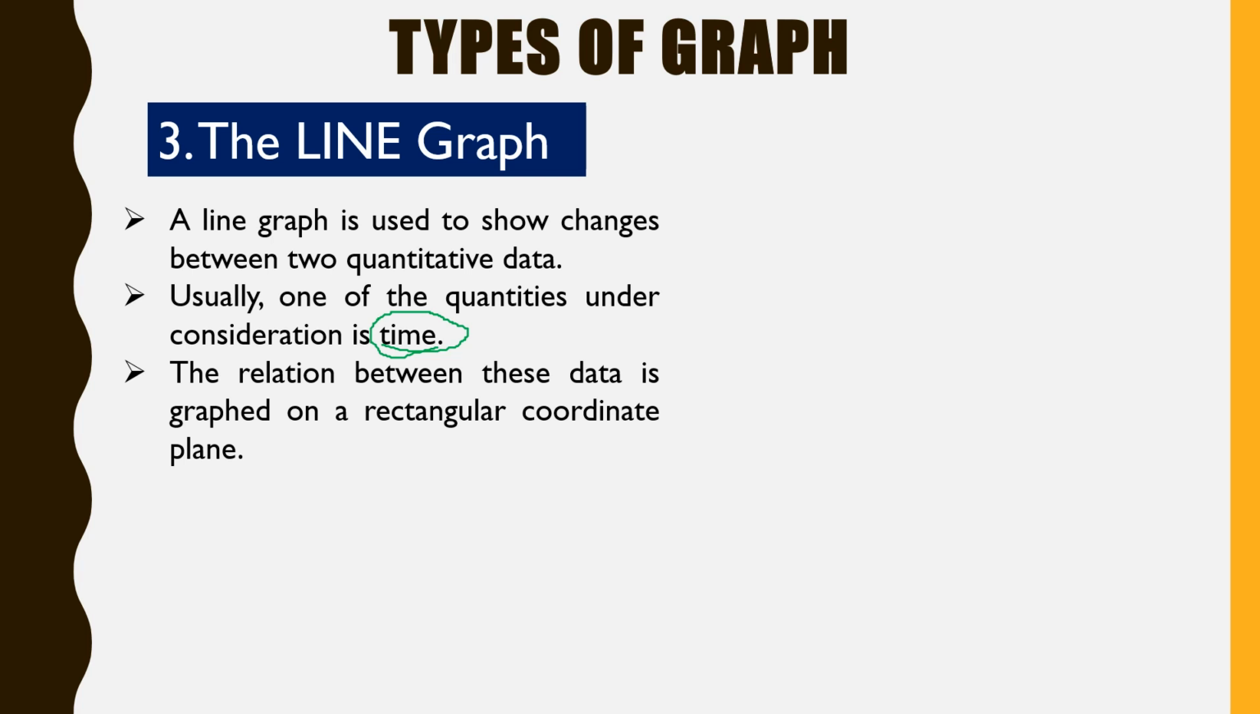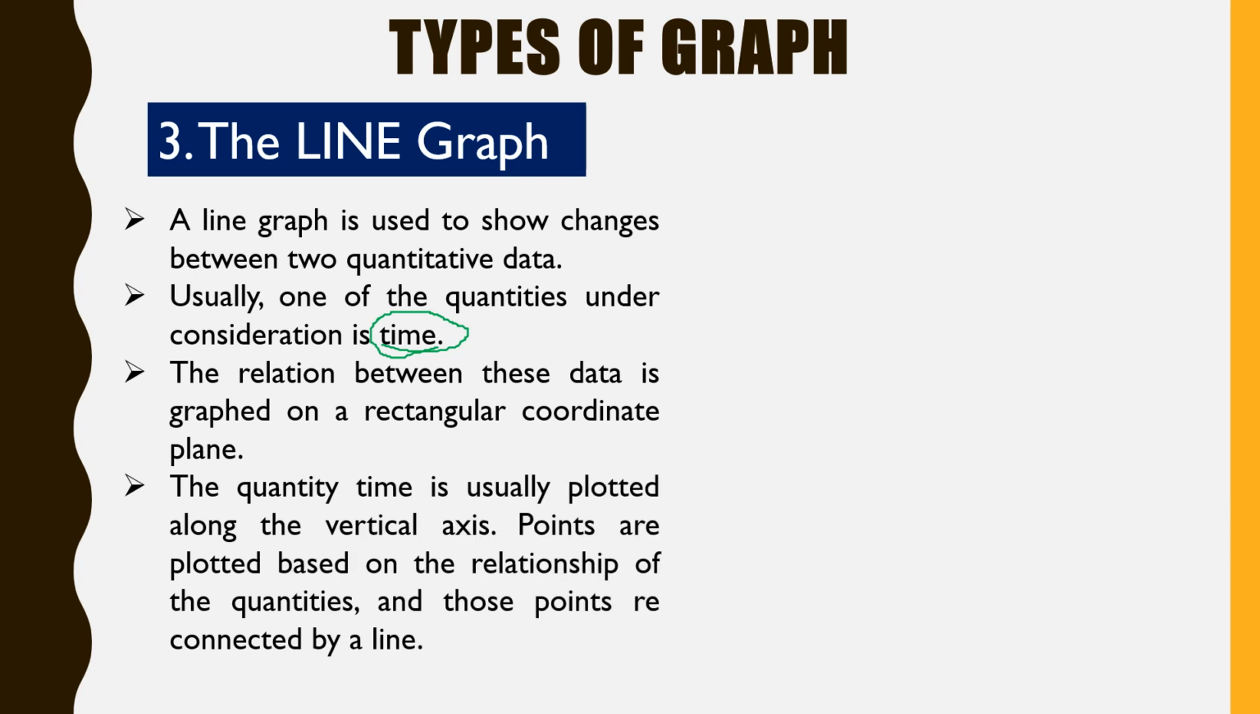The relation between these two is graphed on a rectangular coordinate plane. The quantity time is usually plotted along the horizontal axis. Points are plotted based on the relationship of the quantities and those points are connected by a line.